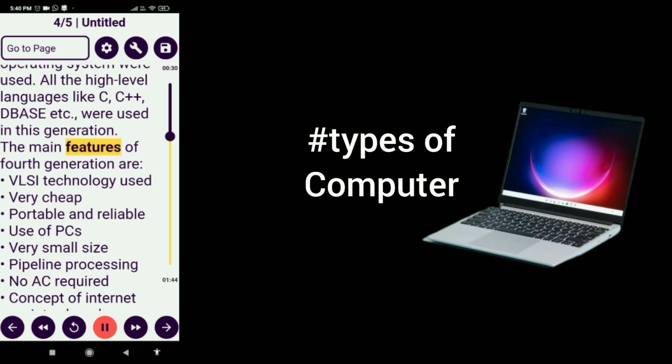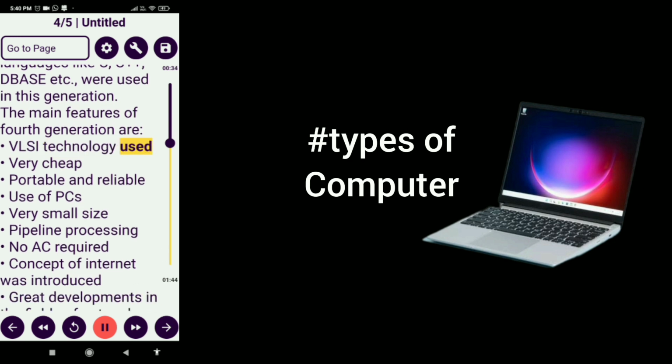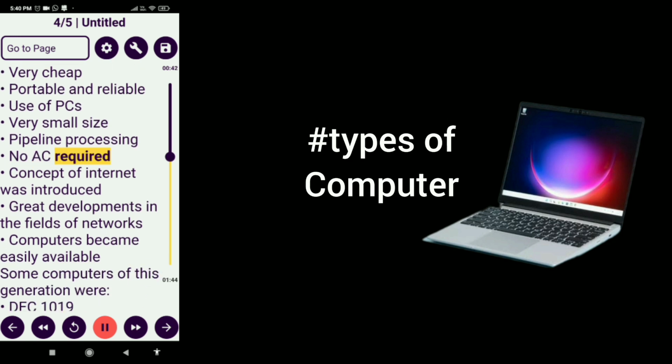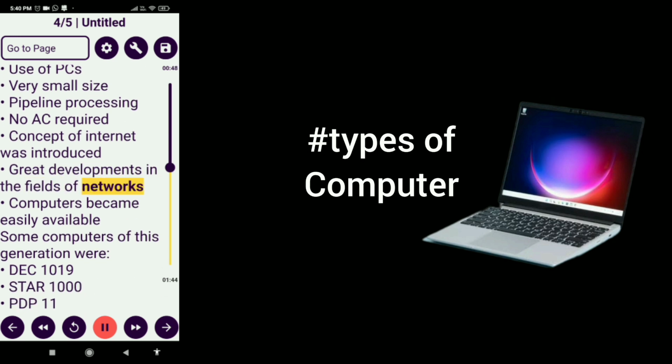The main features of fourth generation are: VLSI technology used. Very cheap. Portable and reliable. Use of PCs. Very small size. Pipeline processing. No AC required. Concept of Internet was introduced. Great developments in the fields of networks.